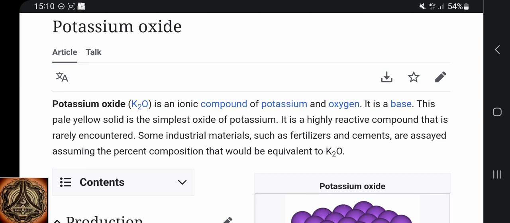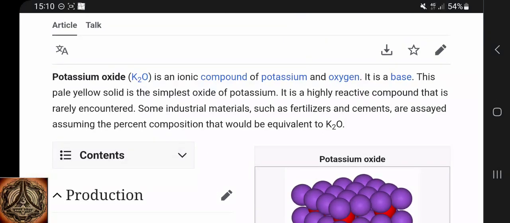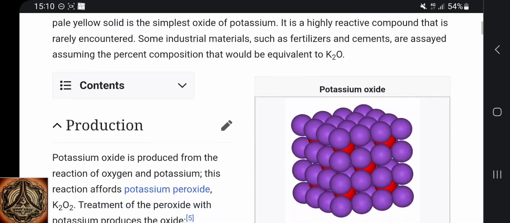K2O is an ionic compound of potassium and oxygen. It is a base. This pale yellow solid is the simplest oxide of potassium. It is a highly reactive compound that is rarely encountered. Some industrial materials, such as fertilizers and cements, are assayed assuming the percent composition that would be equivalent to K2O.